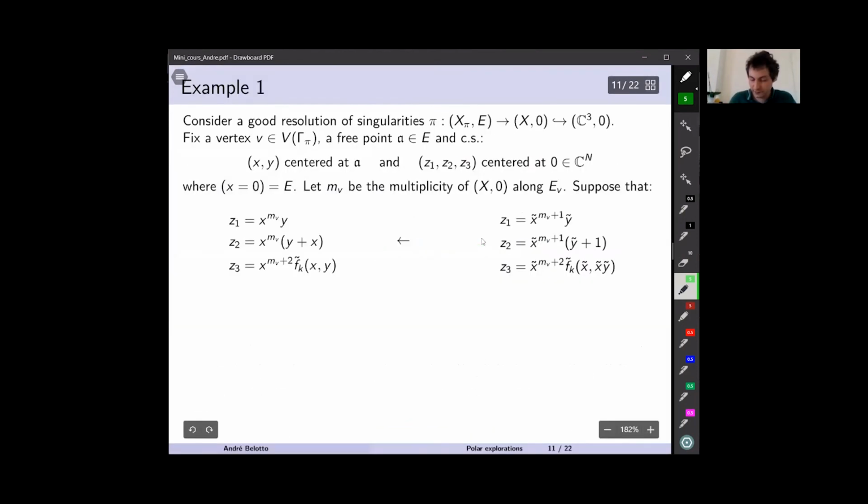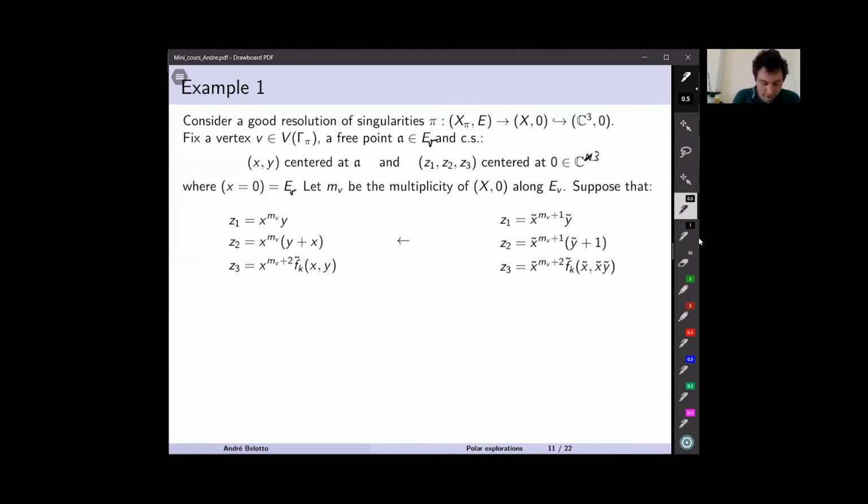Okay, so what is the example that we're going to consider here? Consider a good resolution. Let's even simplify and imagine that our surface is a hypersurface in C^3. We're going to take some vertex v, and a free point in E_v, and coordinate systems x, y centered there, where x equals 0 is the exceptional divisor that we're interested in, and z1, z2, z3 are just centered coordinates on C^3. m_v is going to be the multiplicity of x=0 along E_v, and let's take a nice looking normal form, this one here. So z1 is equal to x^{m_v} y, z2 is x^{m_v} y plus x, etc.